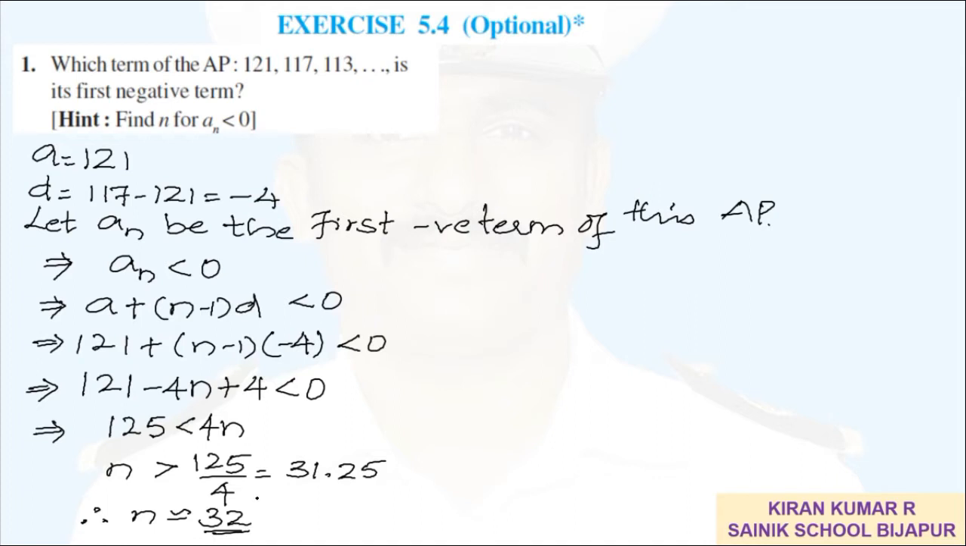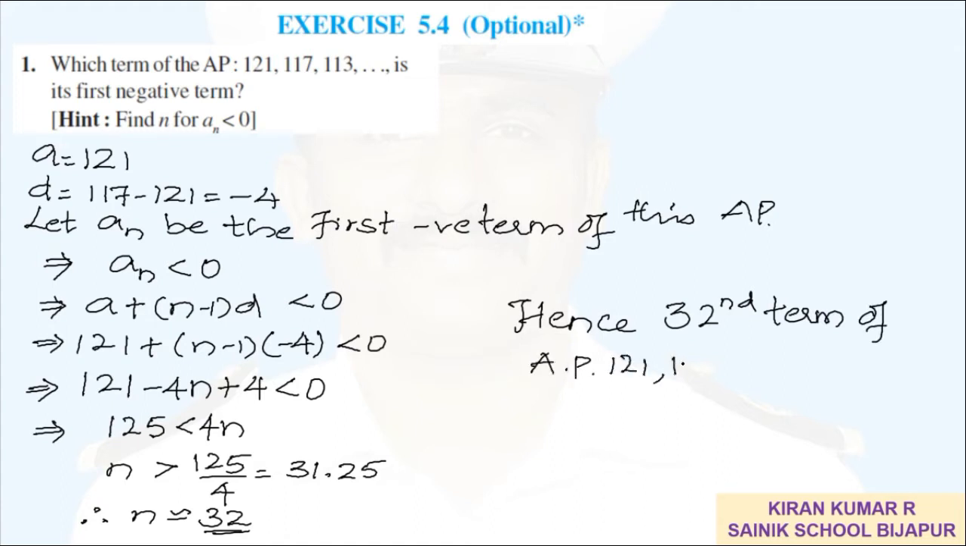The next number I have to consider. So I can conclude, hence 32nd term of AP 121, 117, 113 and so on is its first negative term.